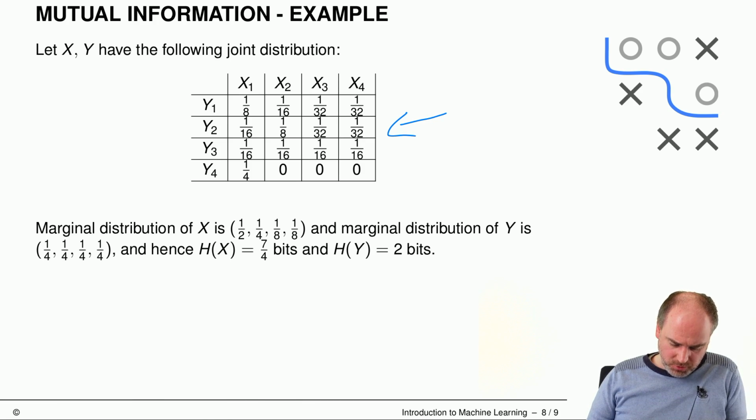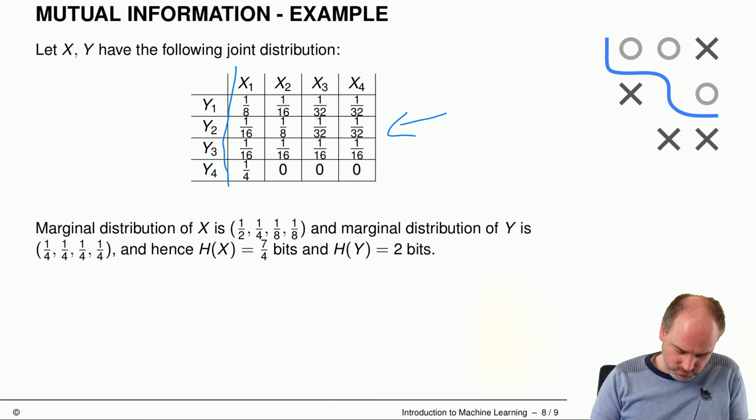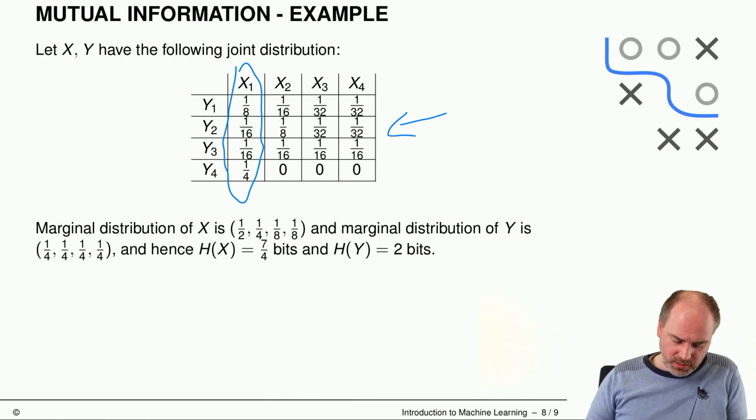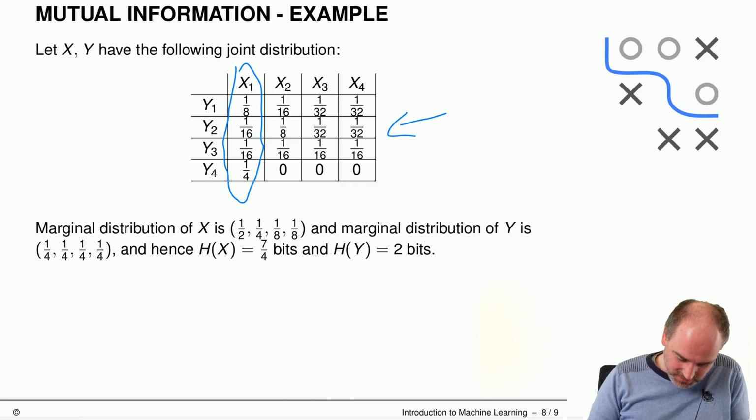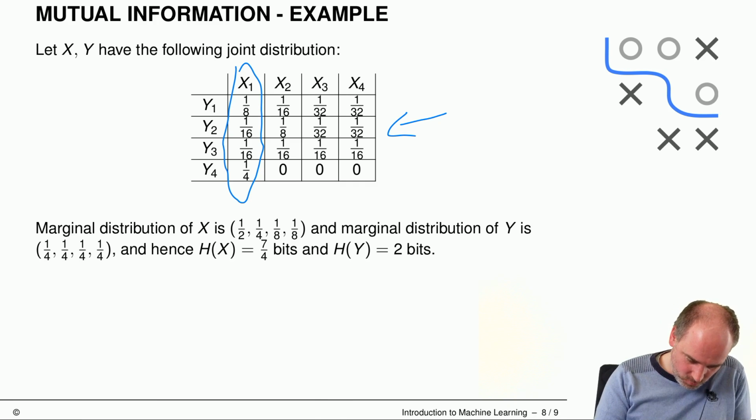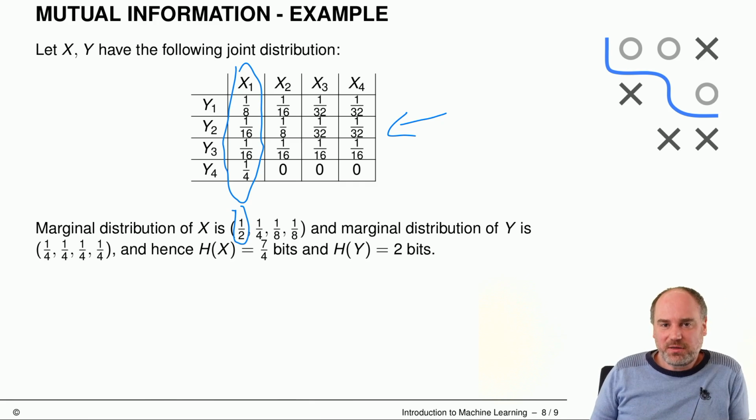I don't know, maybe we can do this for x1. So we sum over this column here. So this is 1 divided by 8 twice, which is 1 divided by 4, plus another 1 divided by 4. And this is exactly 1/2, which we have here. You can check that for the remaining values also for y.